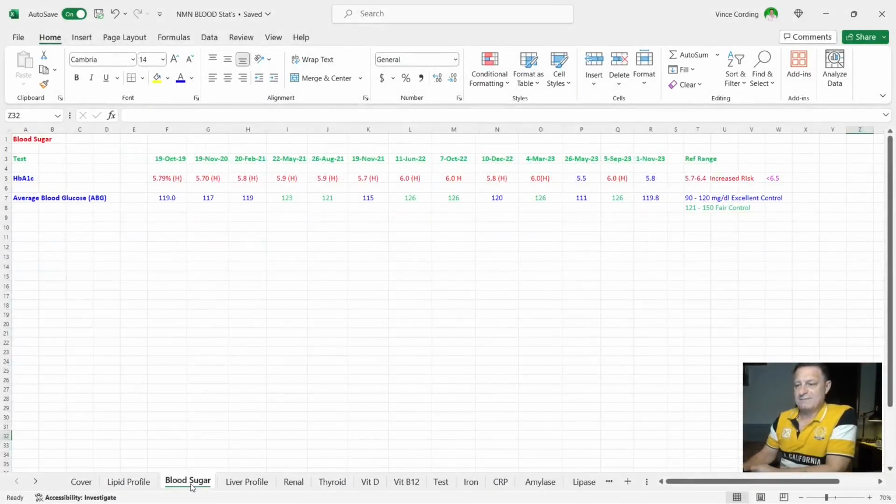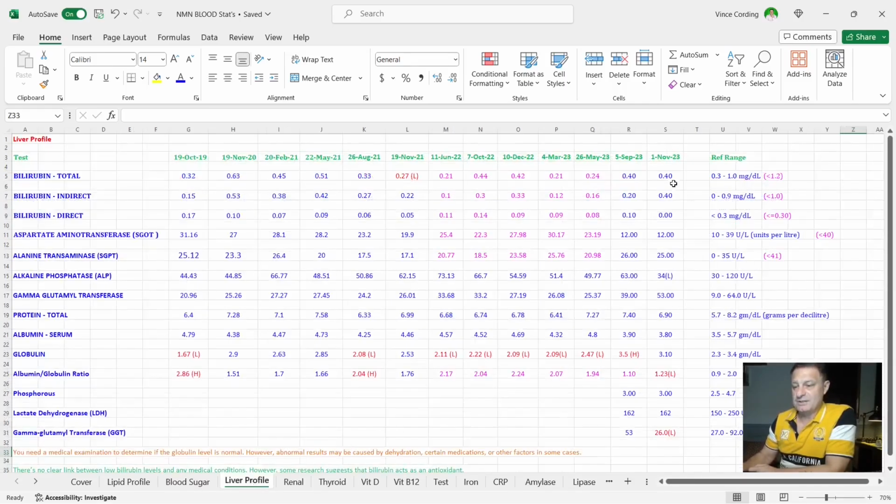So my blood sugar levels, you can see here, when I was on 500 milligrams of metformin, they were up to 6, which is high. Although here in the Philippines, anything less than 6.5 is classed as okay. I'm now down to 5.8, up from the 5.5 that I was before, but it's back in the blue, which is very good indeed. My average blood glucose, 119.8. So that is now back into the excellent control range, which is also a very welcome score.